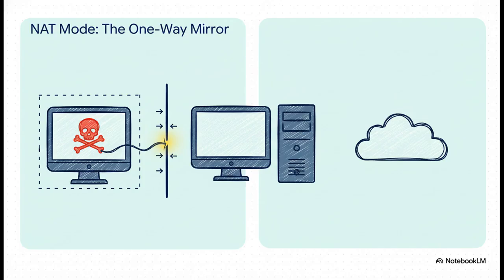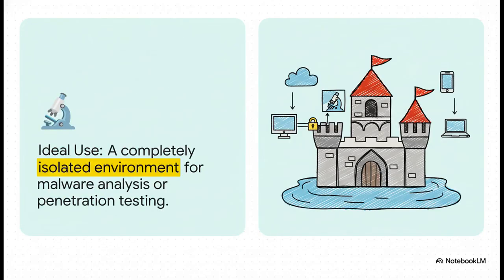But that connection, that little pathway to the outside world, is still a potential escape route for a clever piece of malware. It's not truly isolated. And that brings us to the hero of our story, host-only networking. When you pick this mode, your VM is completely cut off from the outside world. No internet at all. It can only talk to your main computer, the host, and any other VMs you've put on that same private internal network. Its biggest limitation is actually its greatest security feature. It's a real digital fortress.